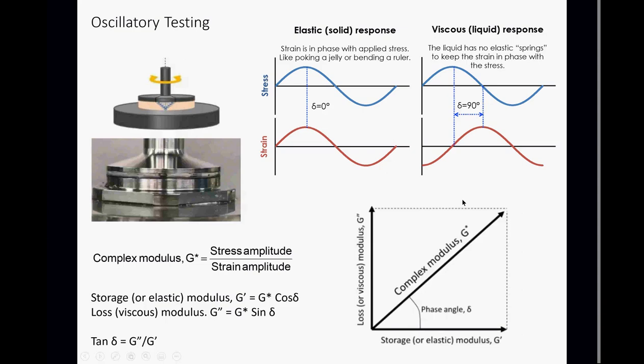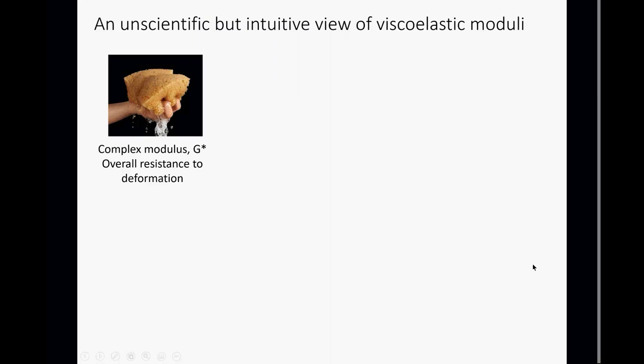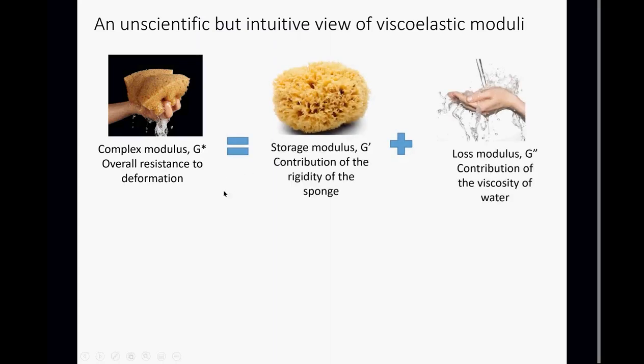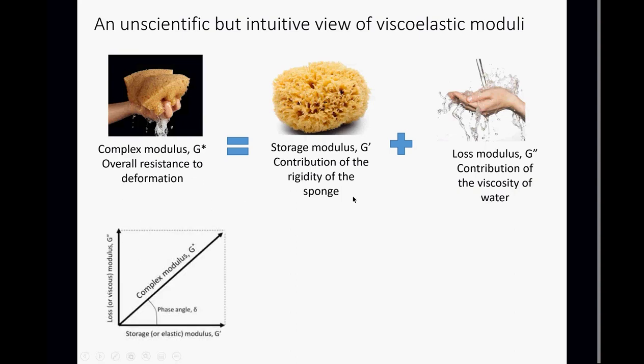Okay, so storage and loss moduli, it took me a long time to get my head around these when I was first getting into rheology. And I've got a pretty unscientific, but more intuitive approach to thinking about this. Imagine you have a sponge, you soak that in water. Then you've got a certain overall resistance there. We could think about that overall resistance as our complex modulus. Some of that resistance is a result of the contribution of the rigidity of the sponge. Some of that is a result of the contribution of the viscosity of the water. And so you can think about these as our G prime and G double prime, the storage and loss modulus contributions to that overall modulus.